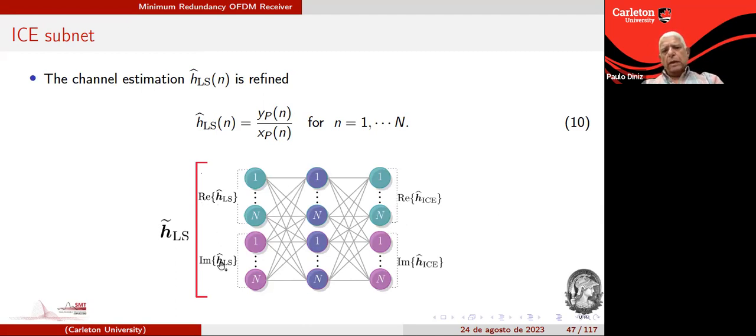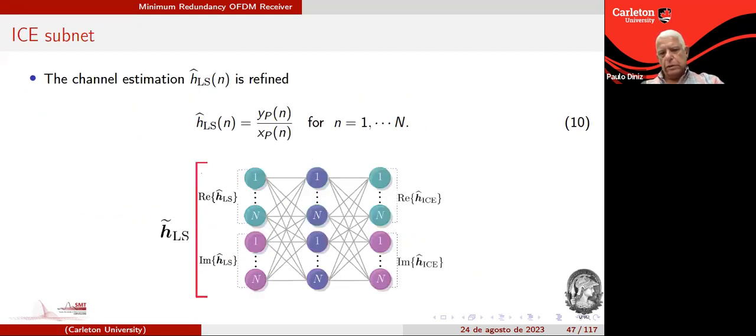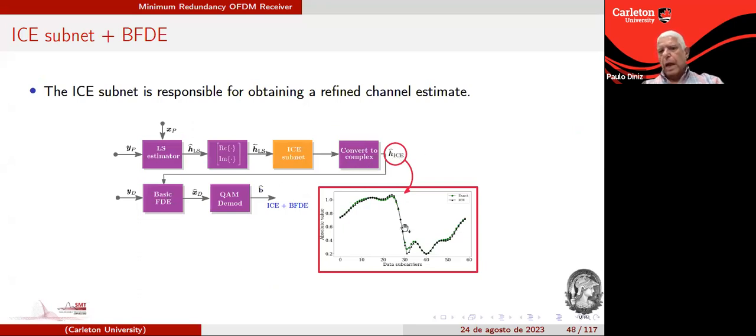I take the real part and imaginary part of my classical least squares solution, and I try to generate what I call ICA, an improved channel estimator using machine learning, okay? What I did, as I say, is I just took the basic least squares estimation. I passed it through this small network with only three layers here. And then I improved a little bit my channel model, okay? And then again, I'm going to do the basic frequency domain equalization here based on the new model. And then I make my decision, okay? This is what I call ICA BFDE, which is the classical FDE plus this neural network. This is one situation.